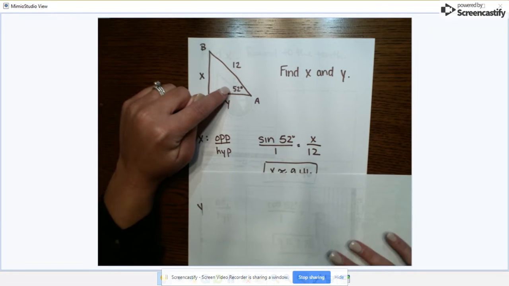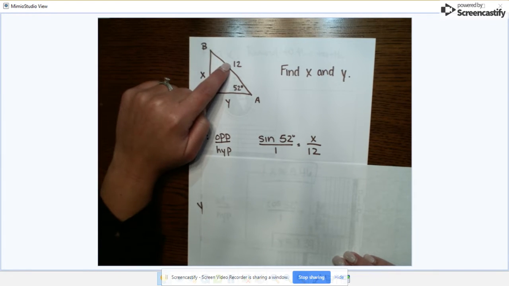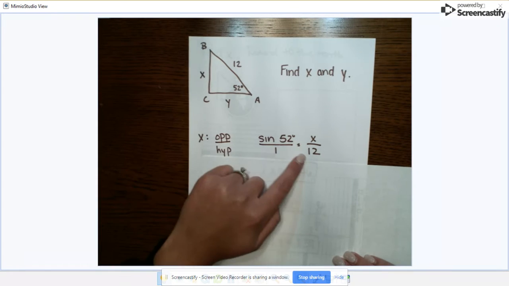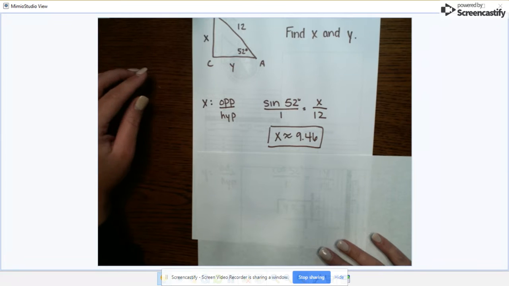So again, set up a proportion. Sine of our angle, sine of 52 degrees equals opposite over our hypotenuse, so x over 12. Cross multiply, we get x to be roughly 9.46 units long.